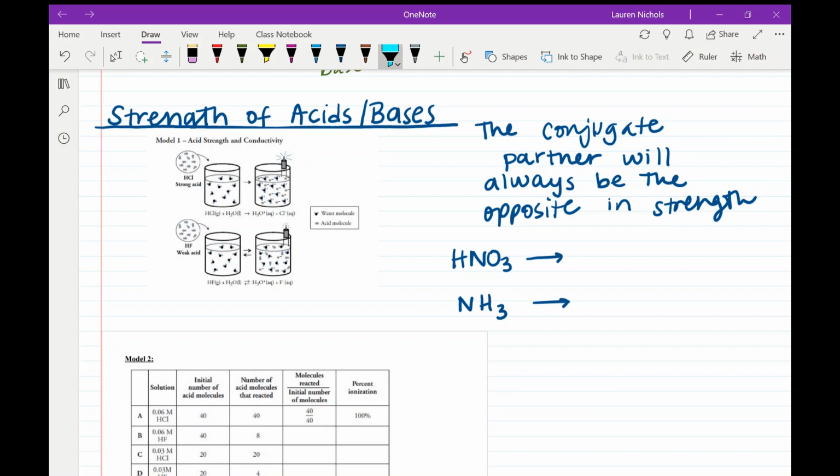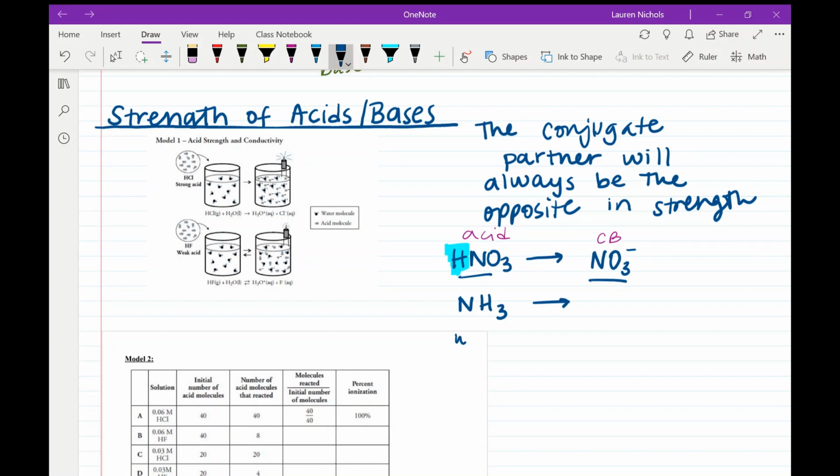So for example, if we look at HNO3, we know that this is an acid because it starts with hydrogen. So this is our acid, which means whatever it produces after it donates that hydrogen would be our conjugate base. I'm just going to abbreviate that as CB. When HNO3 donates its hydrogen, or its proton, it would become NO3 with a negative charge. So if this is a strong acid, this is a weak base.